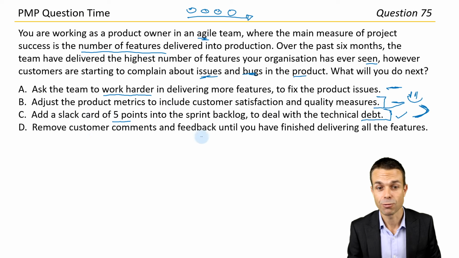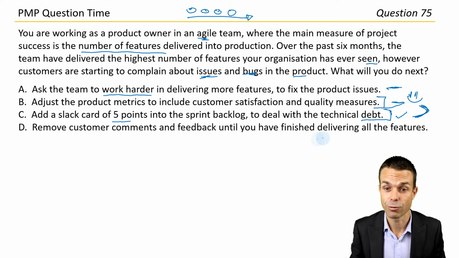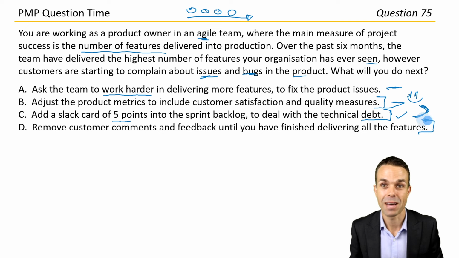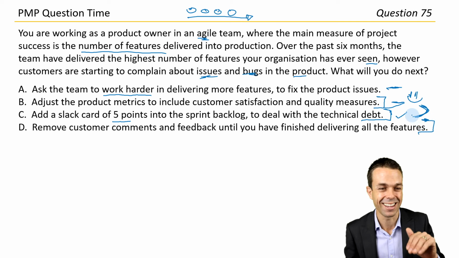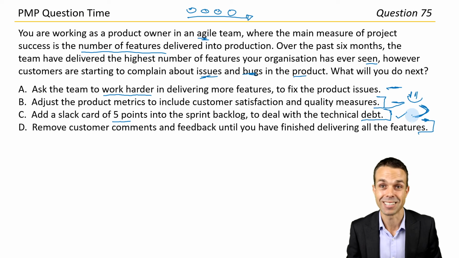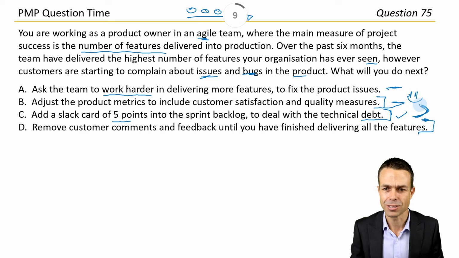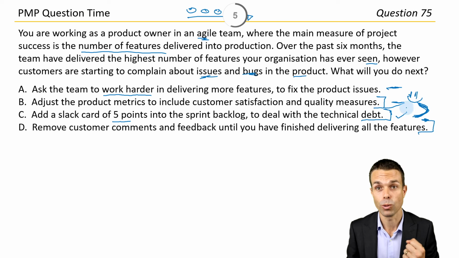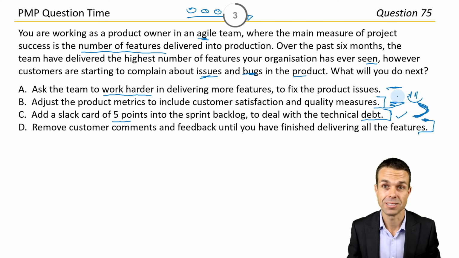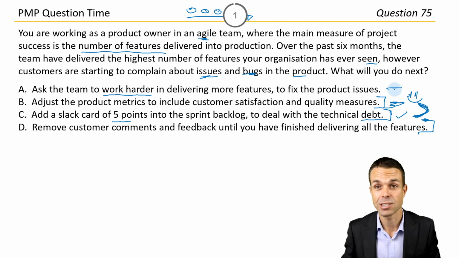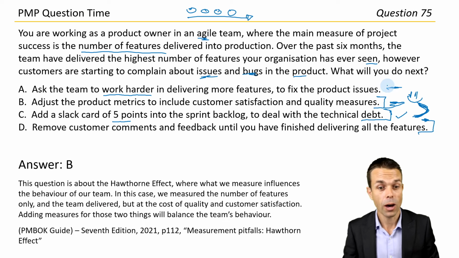Remove customer comments and feedback completely until you've finished delivering all the features. So I guess they can't get mad at us if we're not measuring it at all, but then we stick our head in the sand and all of a sudden it just gets worse. So for our purposes, we've got 2 good answers there. They're both good. Let's go to the root cause of the issue. Let's fix the measures and see if that helps initially. Answer B. Okay, great.